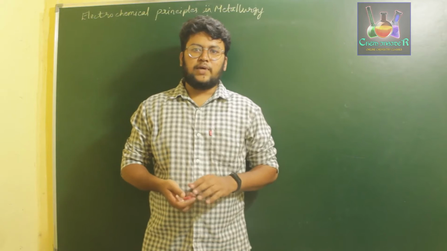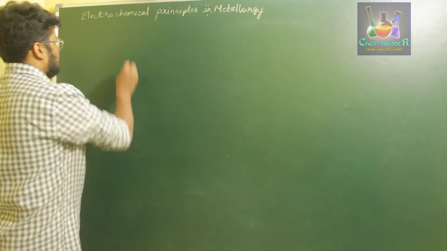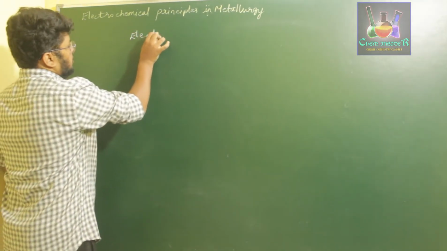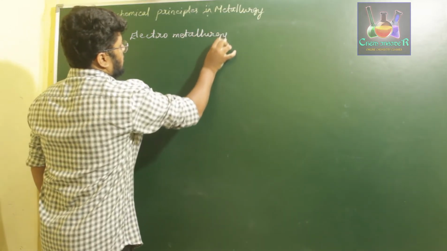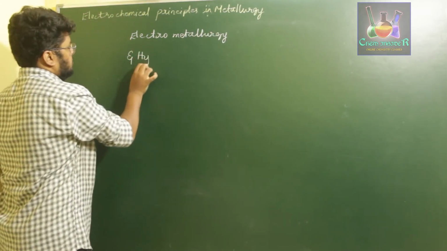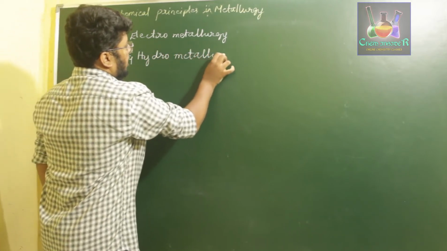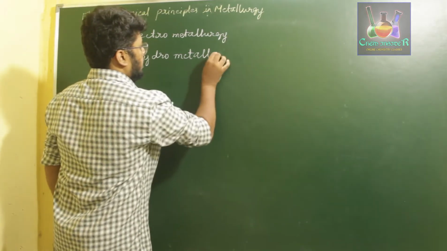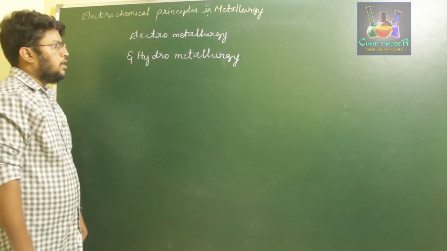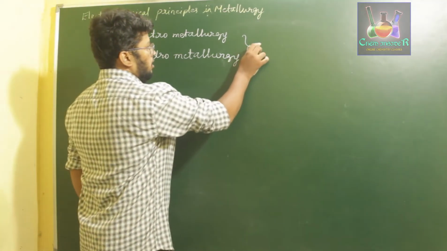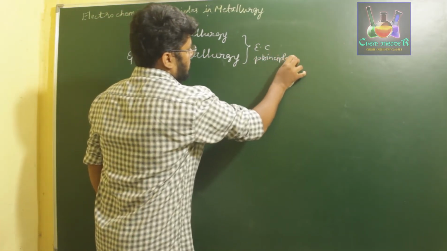For this kind of process, we have to remember a topic known as electrometallurgy and hydrometallurgy. So these are the two metallurgical processes which involve electrochemical principles. These two processes of extraction of metal from its ore involve different electrochemical principles. So what are those principles?